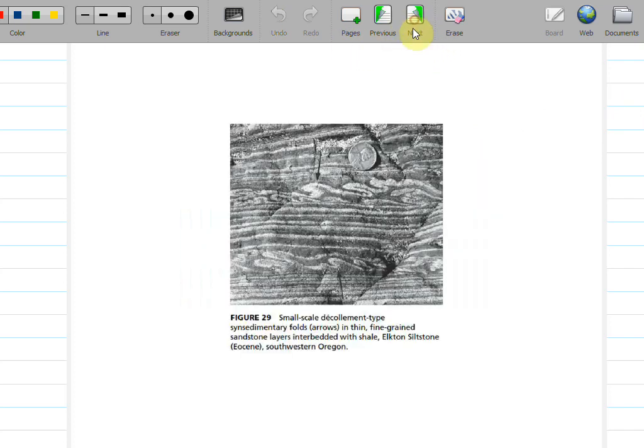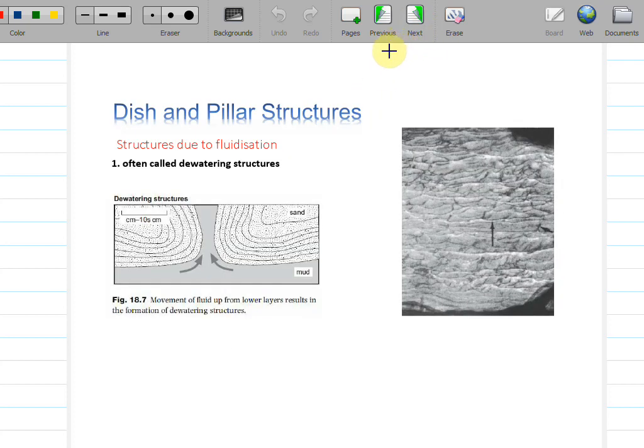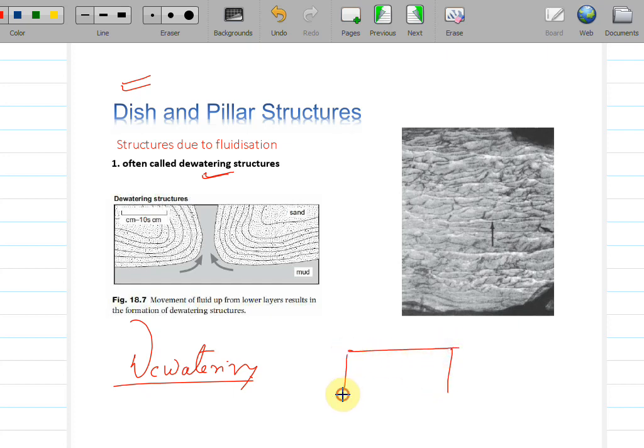Okay, so moving on to your dish and pillar structures. Dish and pillar structures are basically your dewatering structures. So what is dewatering? Basically, suppose you have a sedimentary bed, say sandstone, and it is filled with fluid or water. Remember, when I'm talking about fluid, it basically means water here.